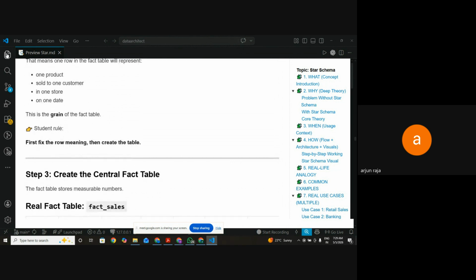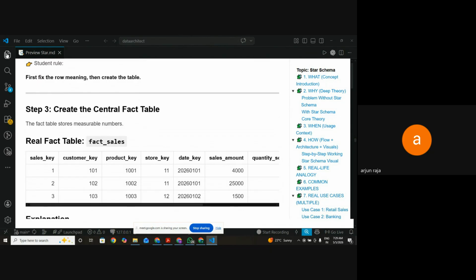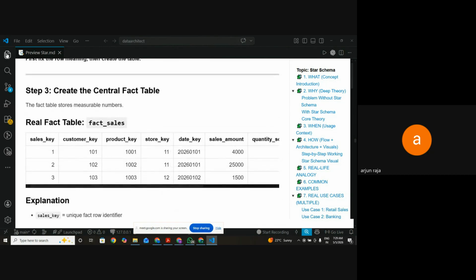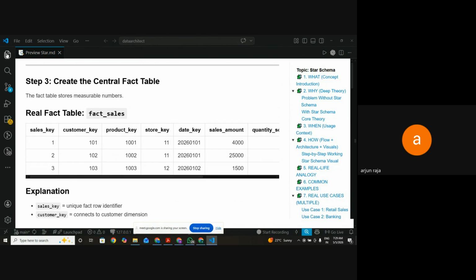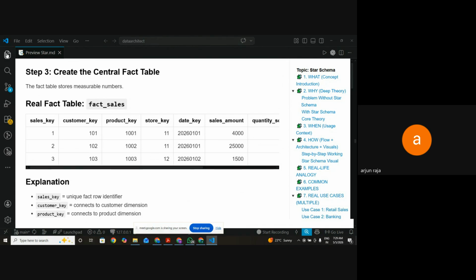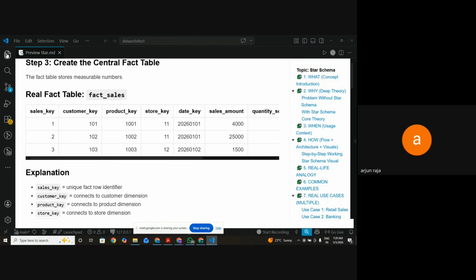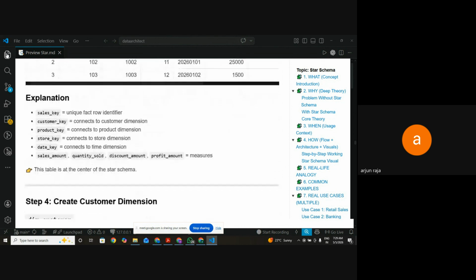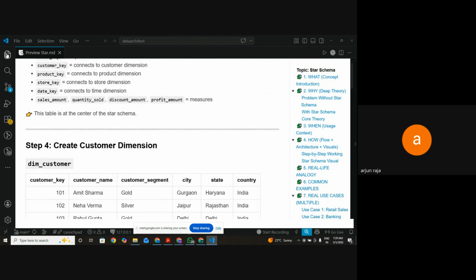Okay. Then create the central fact table. The fact table stores measurable numbers. Fact underscore sales. Measurable numbers are there. Everything is having product key, customer key, store key, date key, sales amount, quantity stored. All are measurable, so it is in the fact table. Sales key is unique, that they are describing.